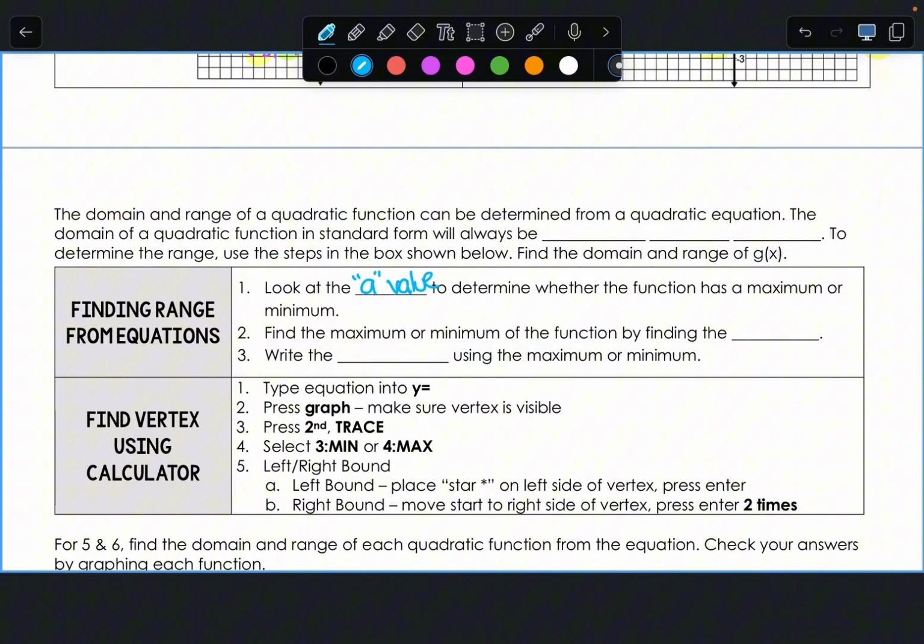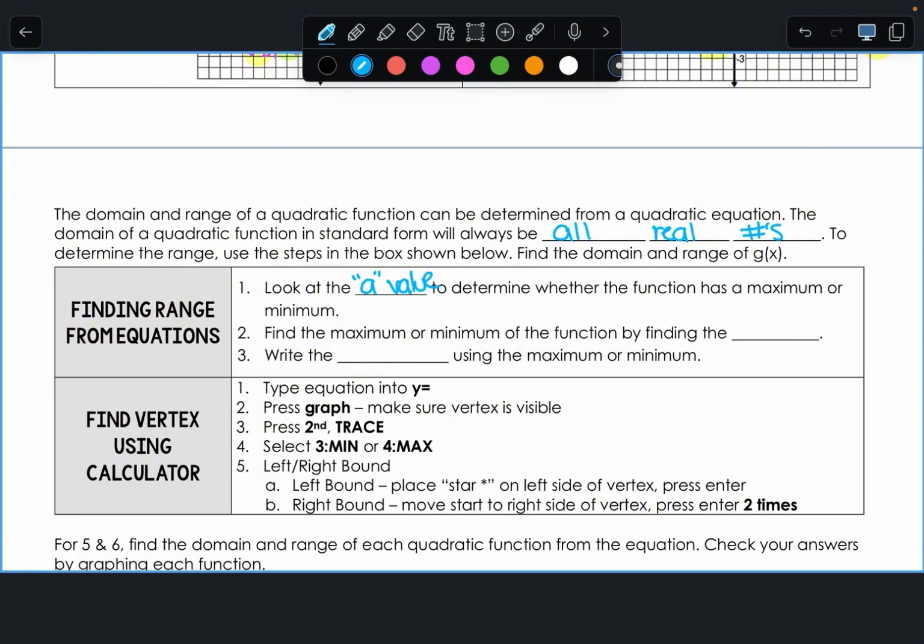To determine whether the function has a maximum or a minimum. Up here, you write all real numbers. And we talked about this one already. If your parabola has arrows, your domain is going to be all real numbers. If it doesn't have arrows, double check that domain, okay?